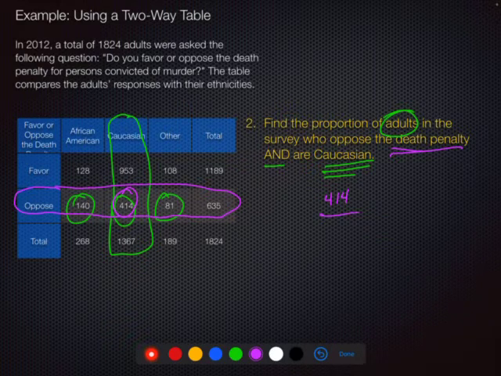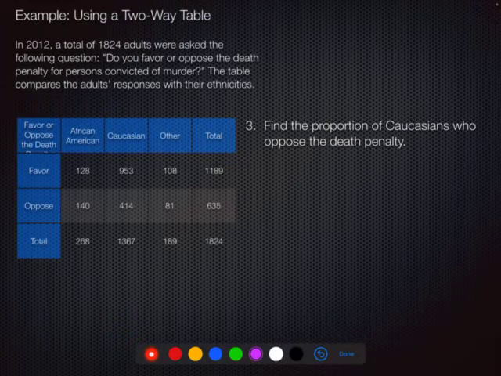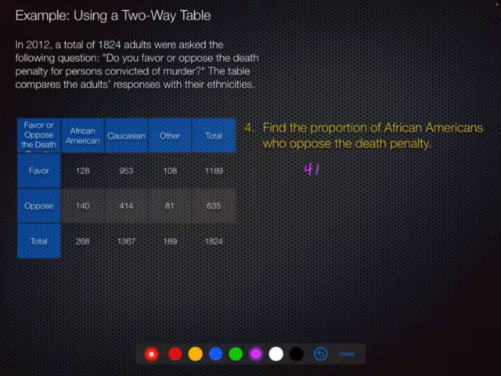Out of the total number of adults, again, that's 1,824. And this comes out to be about 0.227, or about 22.7%. Question number 3. Find the proportion of Caucasians, so we're in this column again, who oppose the death penalty. That's just going to be 414, so we get the same number.